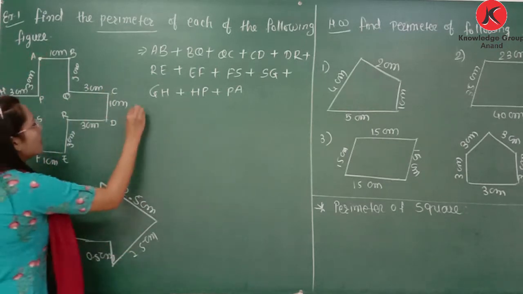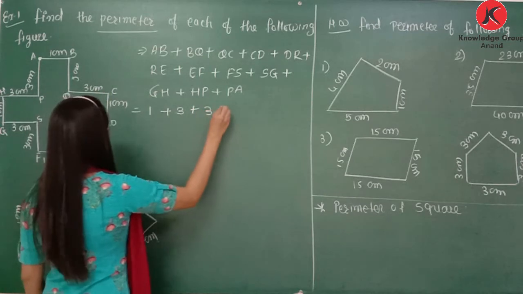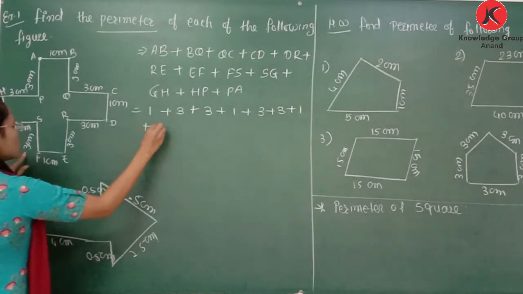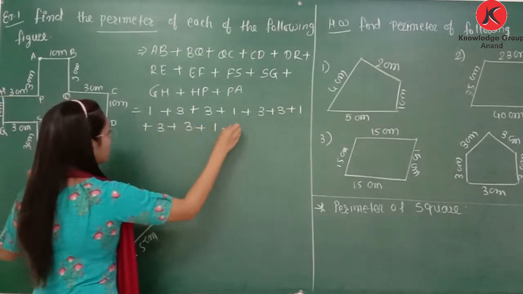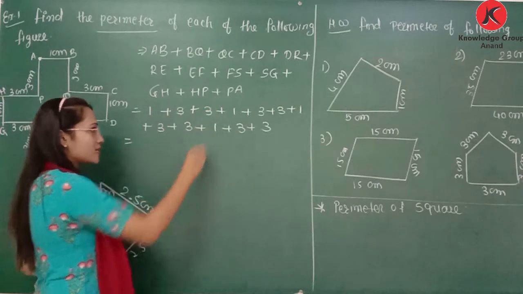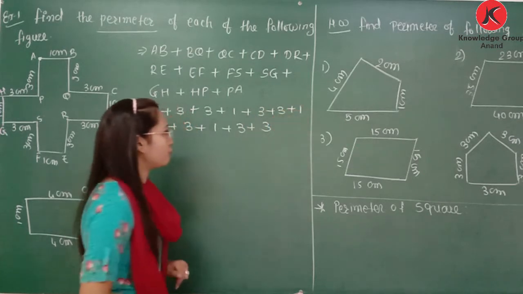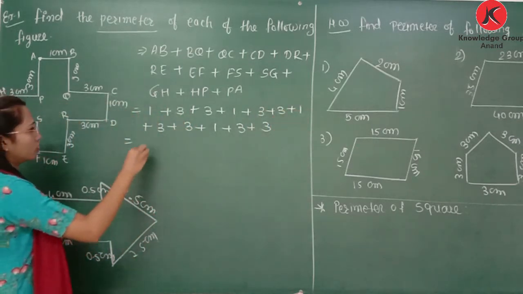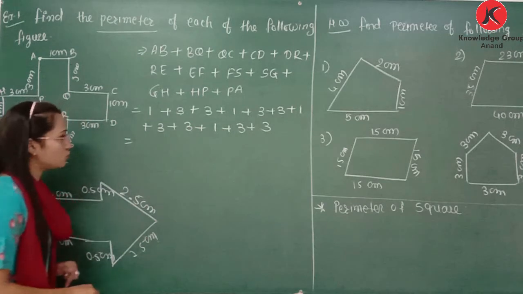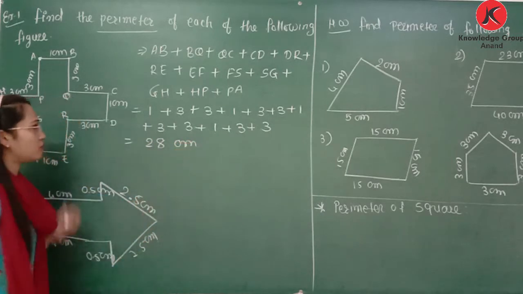Now add all the measurements. So AB is 1. This one is 3. Then 1, 3, 3, 1, plus 3, plus 3, plus 1, plus 3, plus 3. So 1 plus 3 is 4. 4 plus 3 is 7. 7 plus 1 is 8. 8 plus 3 is 11. 11 plus 3 is 14. Plus 1 is 15. 15 plus 3 is 18, plus 3 is 21, plus 1 is 22. 22 plus 3 is 25, plus 3 is 28 centimeter. So that is the perimeter of the given figure.